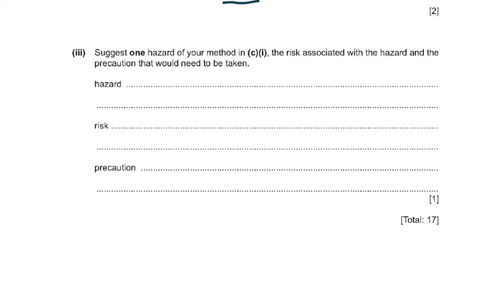Then coming to the last part of the question, suggest one hazard of your method in C1, the risk associated with the hazard and the precaution that would need to be taken. Now hazard could be anything. The knife could be a hazard, so the risk is injury, and cut away from the hand, cut down onto a board.